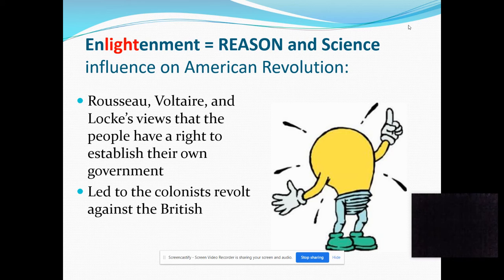Okay, 30 seconds more to make the world's best light bulb, please. And then we're going to move on to the next slide. Okay, once your light bulb is done, I want you to go ahead and underline enlightenment at the top of your paper, and we're going to go to the next slide.